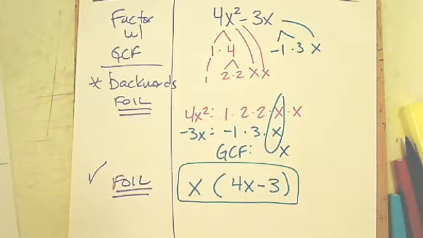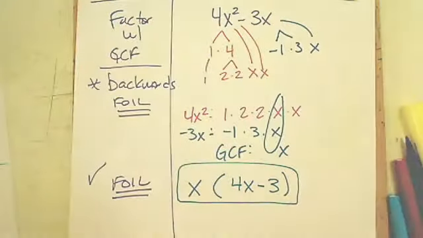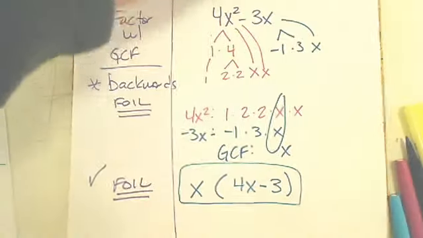Now, can we do this without the tree? Yes, you can do this without the tree. So now, for the rest of the year or forever, you can factor this by GCF without this mess in the middle. What does that mean? Let's see here.